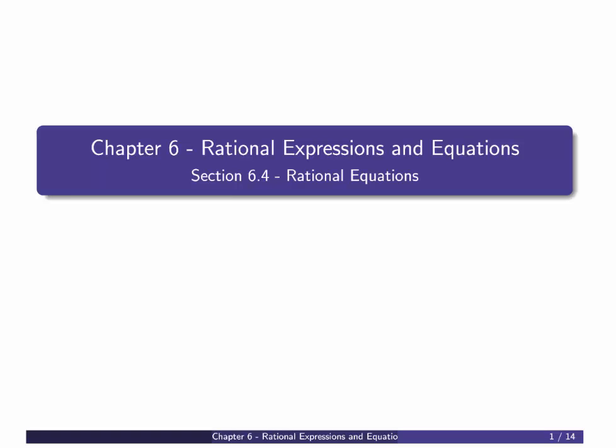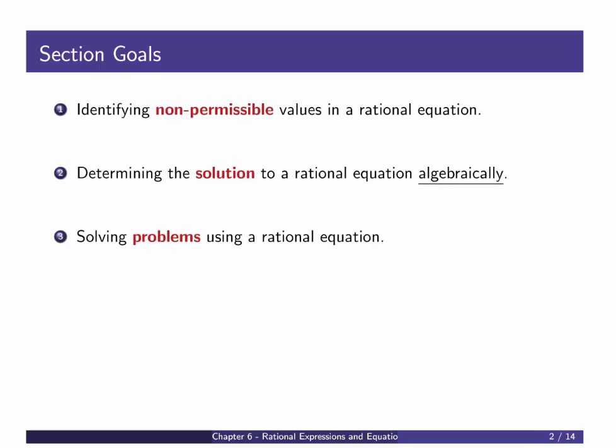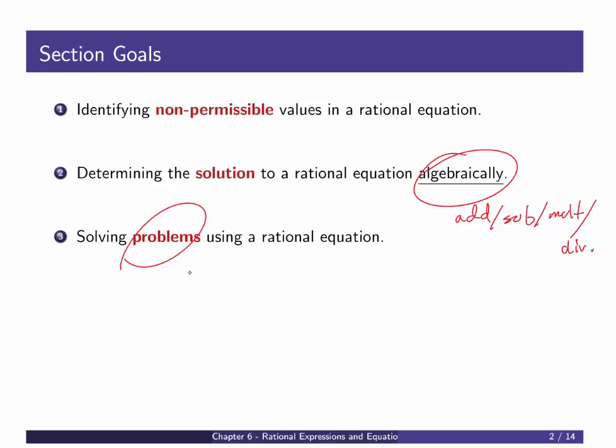Okay, so here's the final section, rational equations, section 6.4. Basically everything has been leading up to this. To solve a rational equation, you're going to need to add and subtract. We're going to have to solve it algebraically, which basically means you have to add, subtract, multiply, and divide. Then we're going to solve a word problem using a rational equation.